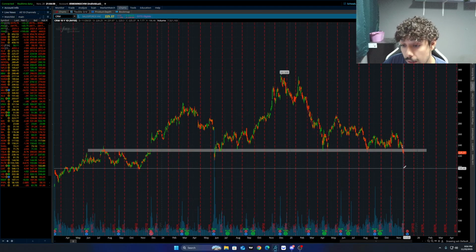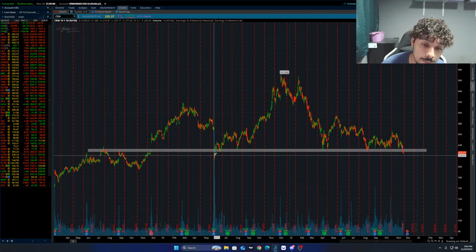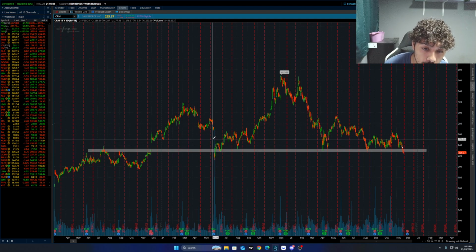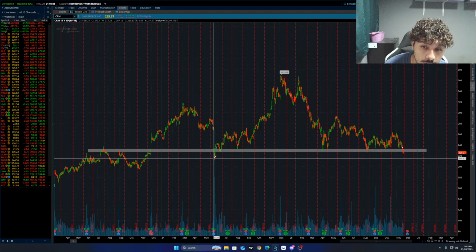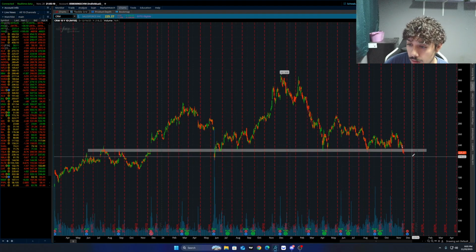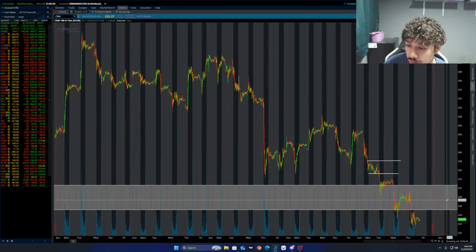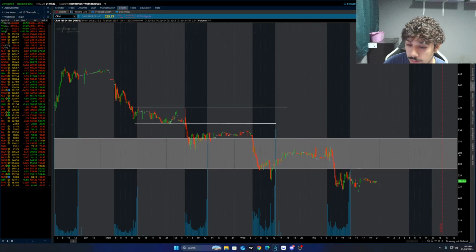Where is it going to go? I don't know. I don't give a damn. It could do something like this. Maybe something like that could happen, where it just goes down and then comes right back up. It already broke below. Now maybe there. I don't know. I don't care. Would I trade this? Probably not. It's already too late. I mean, technically, you still can trade this. I lied. Sorry.